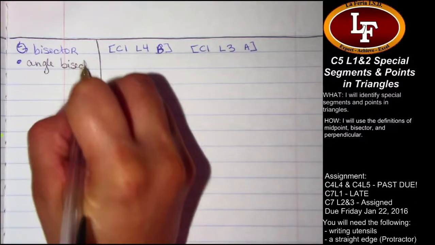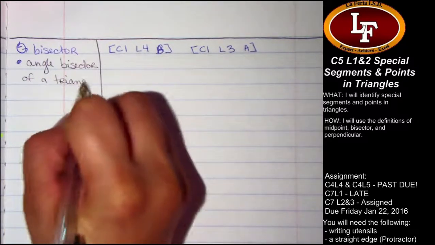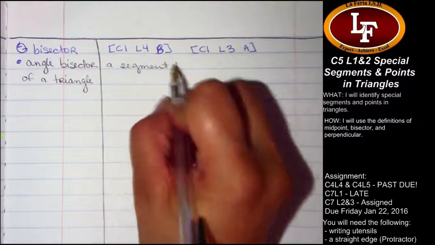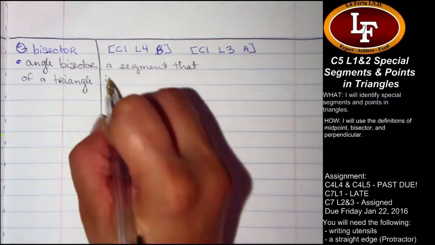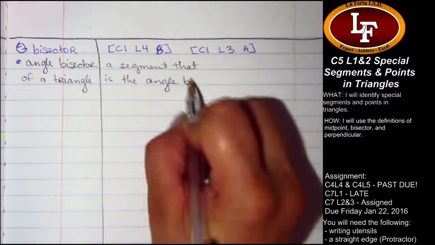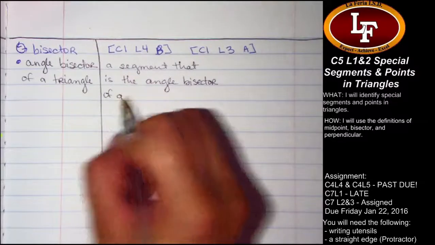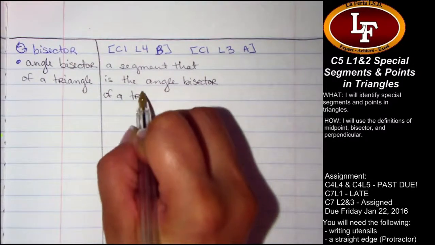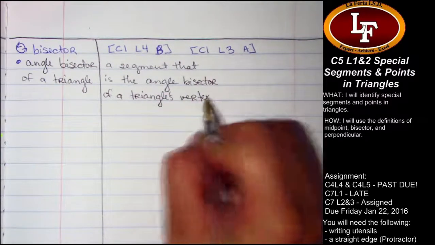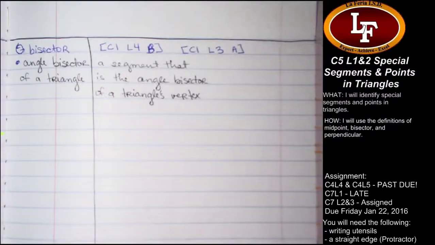That recall sets us up for our first vocab for the day: the angle bisector of a triangle. The angle bisector of a triangle is a segment that is the angle bisector of a triangle's vertex. I have left some space on the right-hand side so that I can draw my figure.